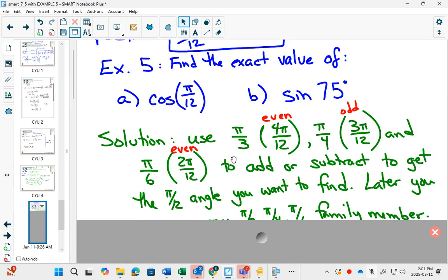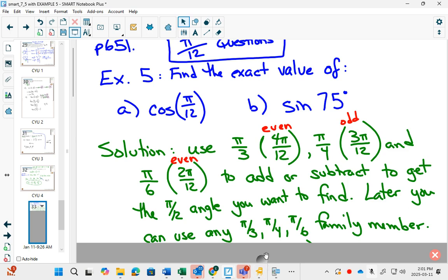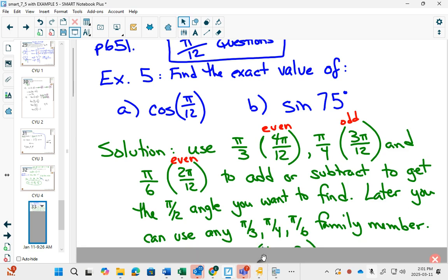So what are we going to do for pi over 12 questions? Here is the strategy. Here is the idea. We're going to use the pi plate things that we know. I know pi over 3, I know pi over 4, and I know pi over 6. And for each of those, I changed them so they would have a common denominator of 12. Pi over 3 is 4 pi over 12. Pi over 4 is 3 pi over 12. And pi over 6 is 2 pi over 12. Then we're going to see if we can add or subtract them to get the angle that we're looking for.